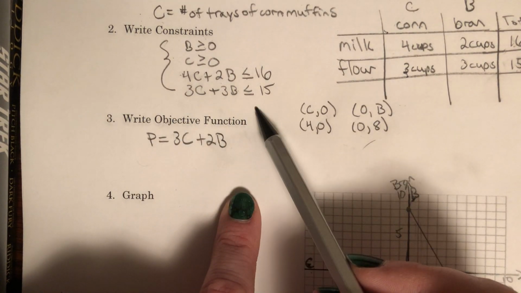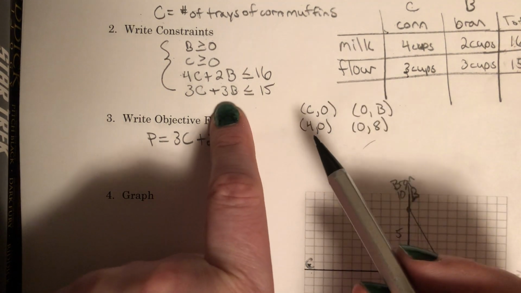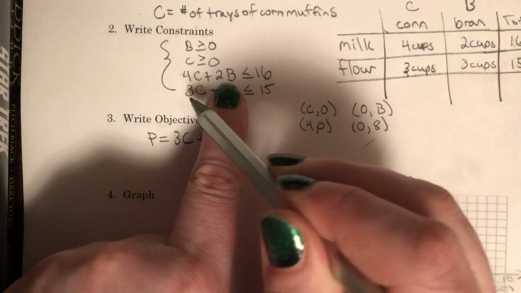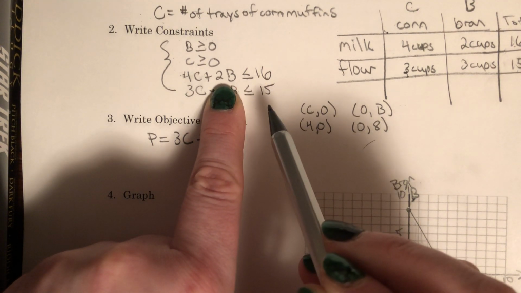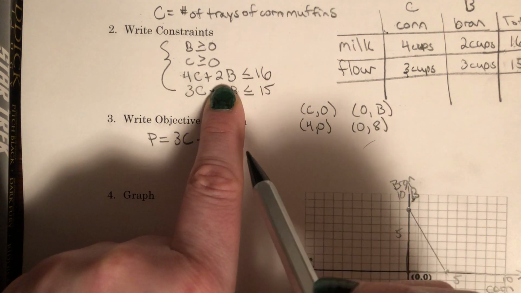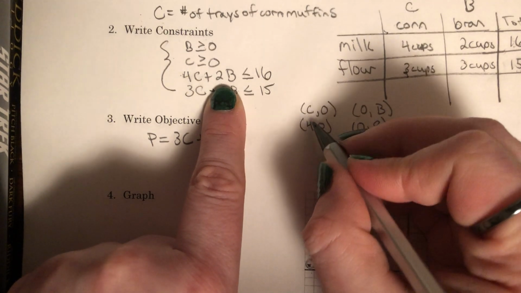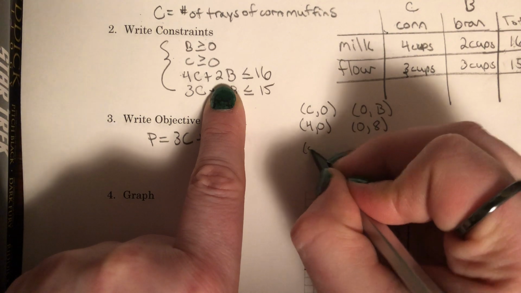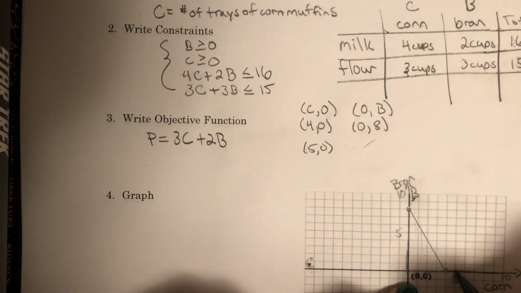Now I'm going to worry about this one. So same thing again, 0 in place of b. That means 3 times b is 0. That cancels out. 3c equals 15. Again, I'm saying equals because I'm looking at the line itself, which is the equal to portion of this. And 15 divided by 3, that equals 5. So for my second one, I'm looking at 5, 0. And that means I'm going all the way over to here to 5.